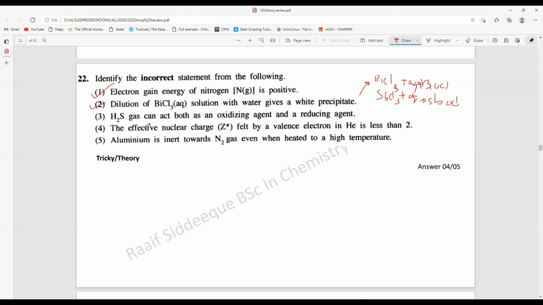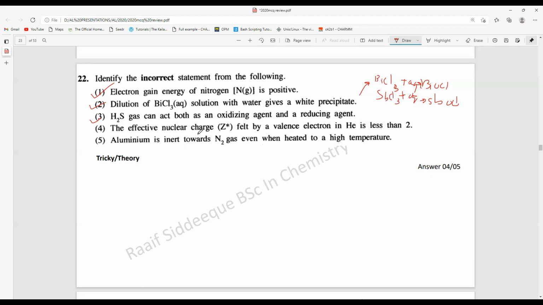This is also correct. H2S gas can act both as an oxidizing agent and a reducing agent. We discussed this in the previous question, so I don't have to explain this again. Sulfur here is -2, and it can oxidize up to +6. For example, in sulfuric acid, sulfur is +6. So it can oxidize, which means it can act as a reducing agent. However, don't forget that hydrogen here is +1, so it can reduce, which means it can act as an oxidizing agent as well. So it can act as both.